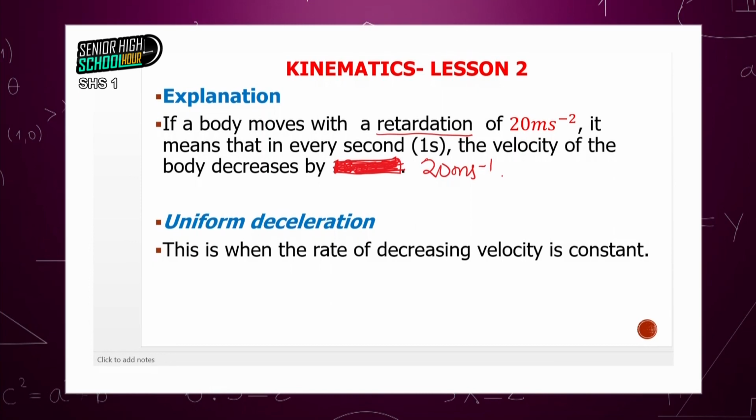We can have uniform deceleration. In this case, the rate of decreasing velocity is constant. So the rate at which the body's velocity decreases is uniform. The body's velocity decreases equally in equal time intervals. Then we say the body is moving with a uniform deceleration. We can quickly look at a uniform deceleration graph.